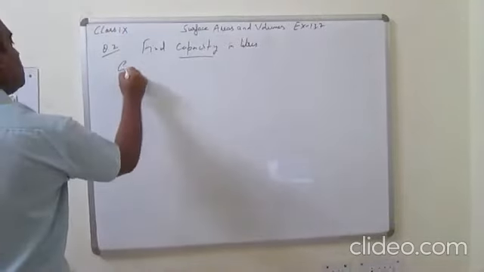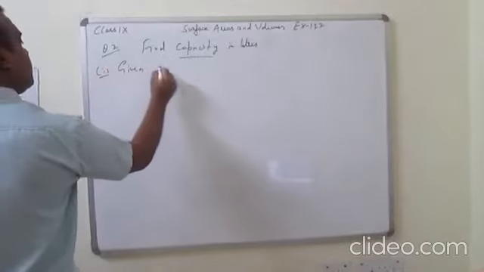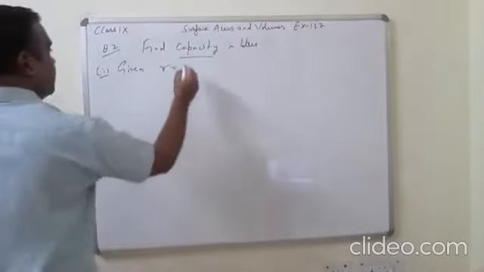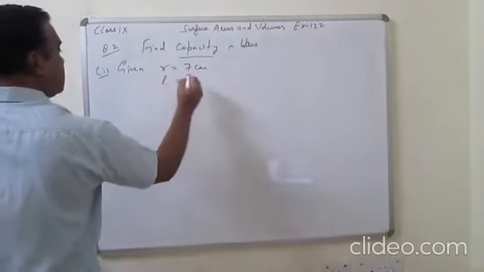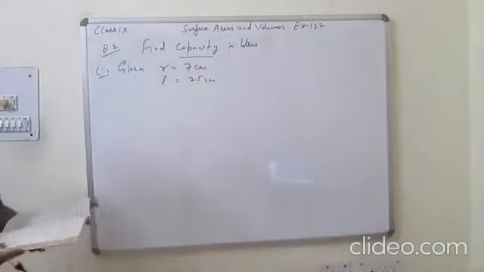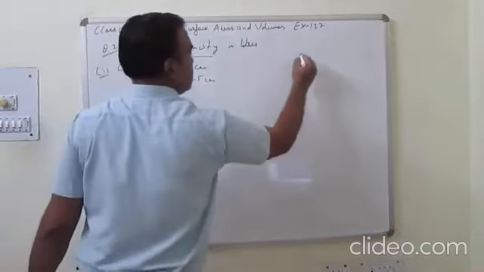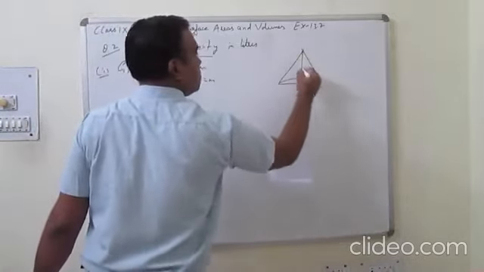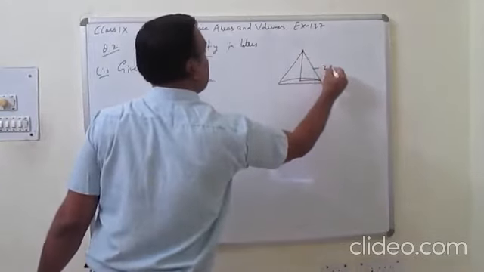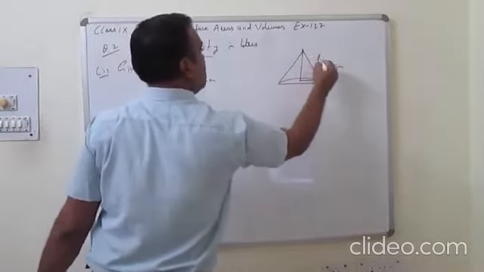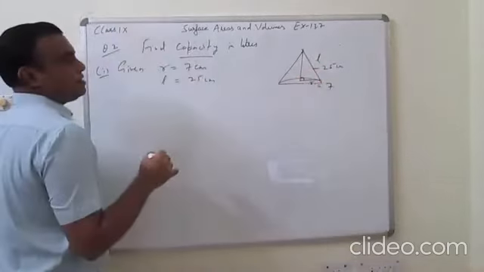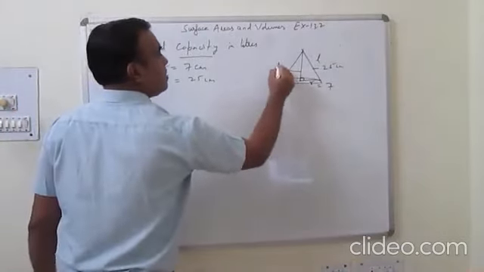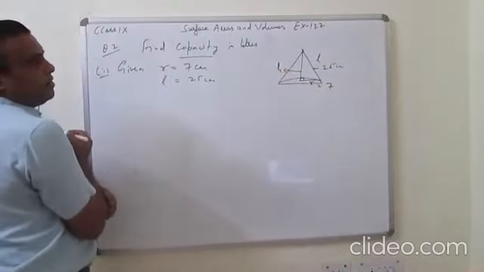Given to you, first part I will take. Given to you, radius is equal to 7 centimeter, and slant height, this is not h, this is slant height, 25 centimeter. Now see here, this is a right circular cone. This slant height L is given to you 25 centimeter. This r is given to you 7. This is a right triangle inside cone. This is height. So we can find height.